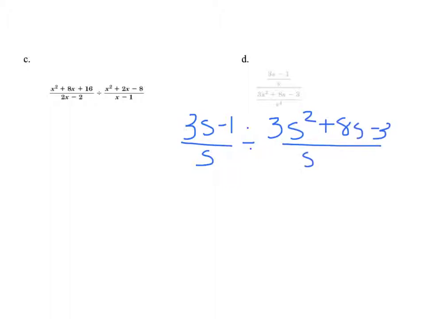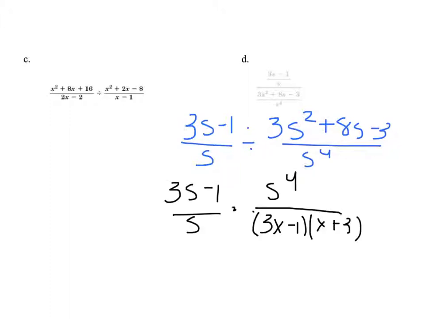Okay, part D looks really hard to me and very confusing, but guess what? It's actually the same as part C. We have two fractions that are being divided by one another. So I'm going to follow the same process. I'm going to first see if I can factor anything. I'm looking like the 3s squared plus 8s minus 3 can probably factor. I'm going to try that, and then I'm going to flip upside down and multiply by the reciprocal.